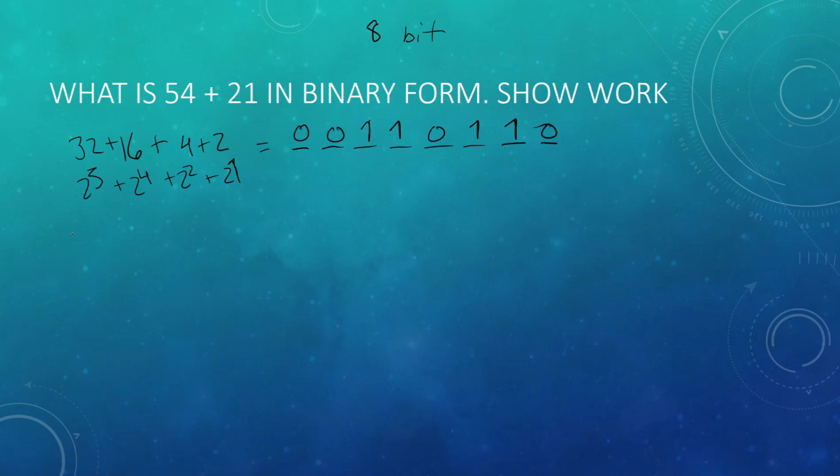Alright, what is 21? It is 16 plus 4 plus 1, which is 2 to the 4, 2 to the 2, and 2 to the 0. 1, 2, 3, 4, 5, 6, 7, and 8. 2 to the 0, 2 to the 2, and 2 to the 4.